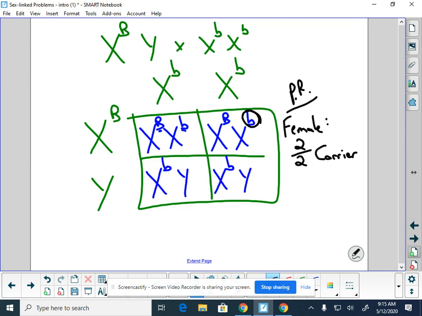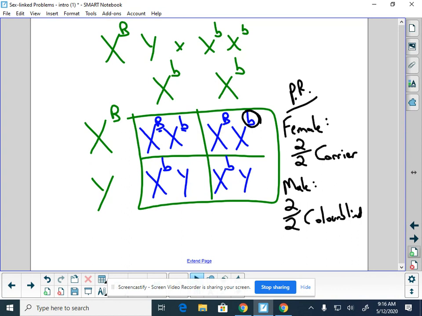Females are carriers, or they're normal, meaning they don't have it, or they have the disease. They kind of have three choices there. In this example, both females, 2 out of 2, are carriers. For the males, we have 2 out of 2 that are both colorblind.